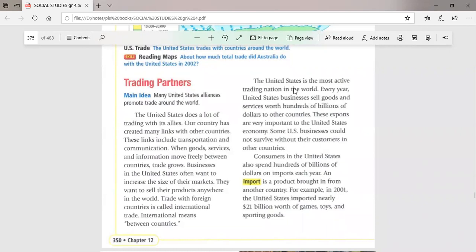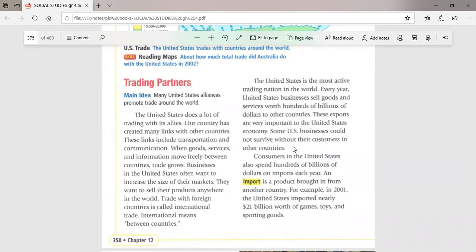The United States is one of the most active trading nations in the world, by the way. America trades with many countries, with Mexico, with Canada, with China, with Europe. United States businesses sell many goods and also services worth hundreds of billions of dollars to other countries. These exports are very important to the economy. So when America sells and sends its goods to other countries, it means that the American economy will rise.